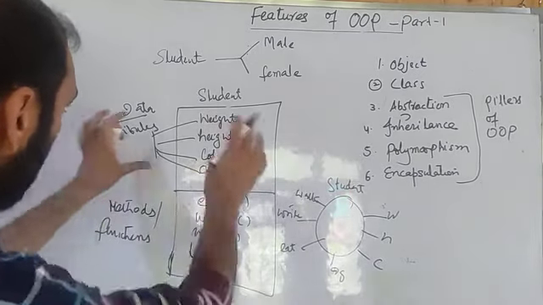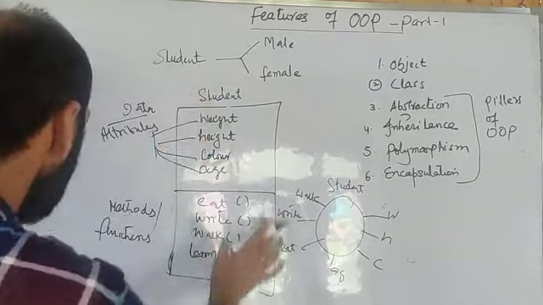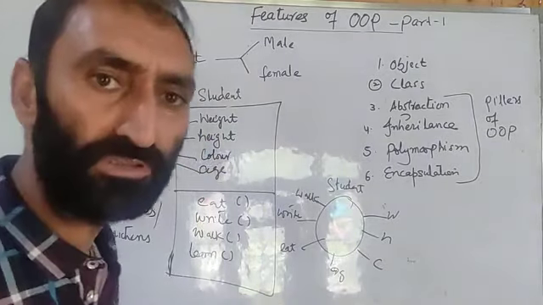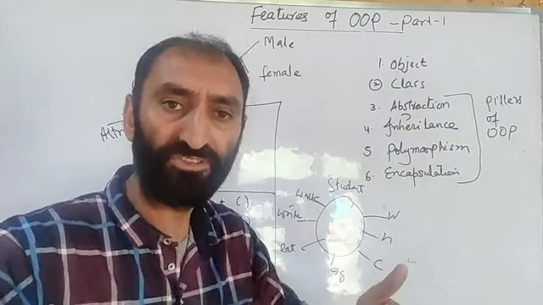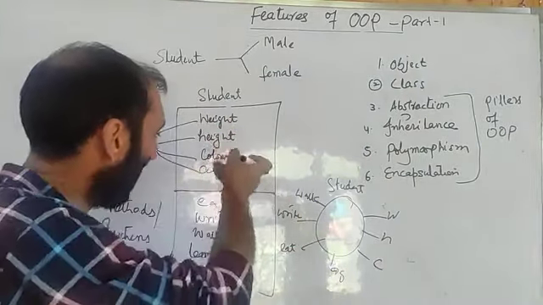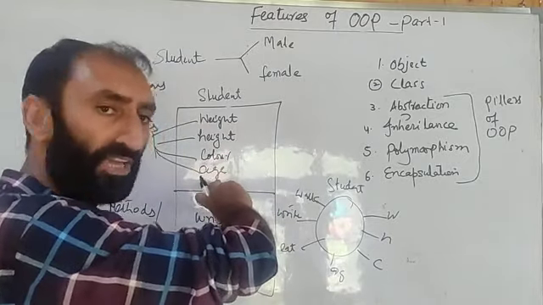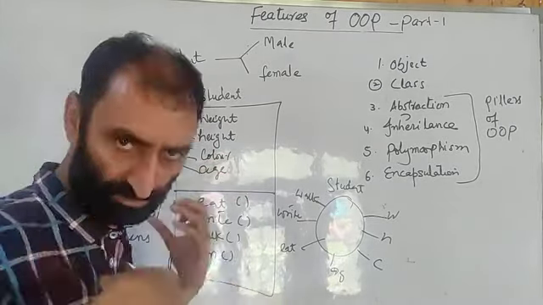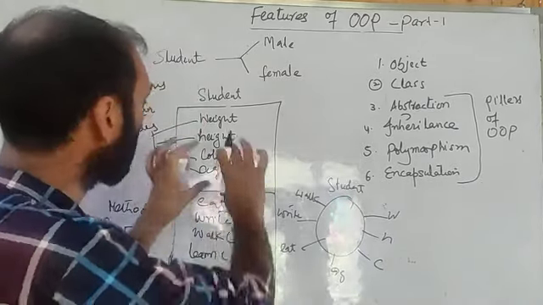This is actually a class, the class Student. That means every student has weight, height, color, and age, and every student can eat, write, walk, and learn. These are the functionality which a student can do, and these are the attributes.